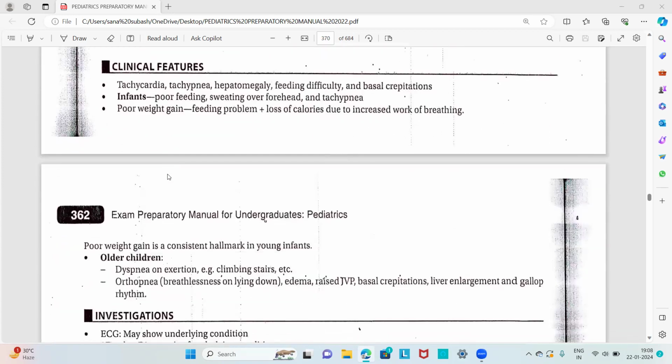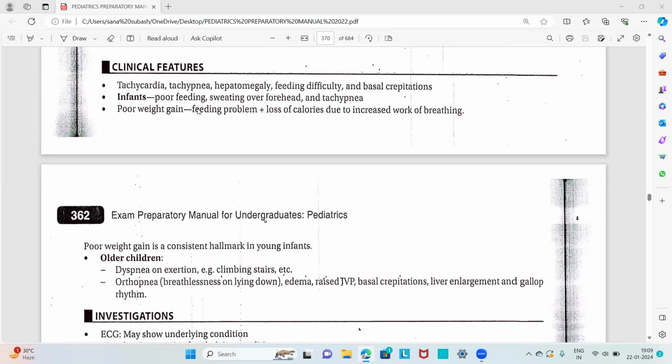Then, the clinical features of congestive heart failure. A patient with congestive heart failure, because of the above causes, presents with tachycardia, tachypnea, hepatomegaly, feeding difficulty, and basal palpitations. Infants usually present with poor feeding, sweating over the forehead, and tachypnea. So if a question describes poor feeding, sweating over the forehead, and tachypnea, that is indicative of congestive heart failure in children.